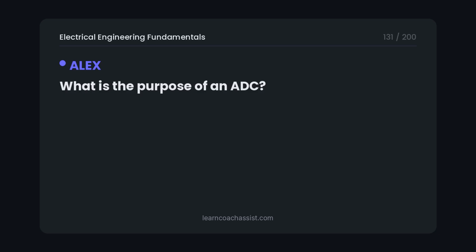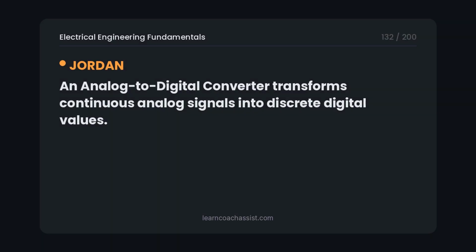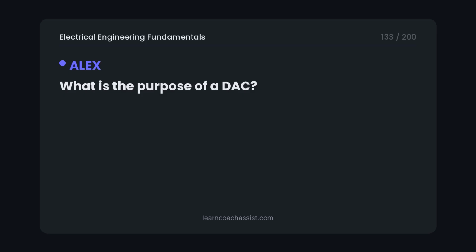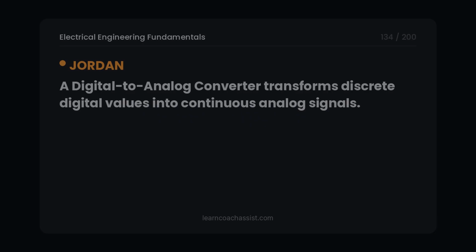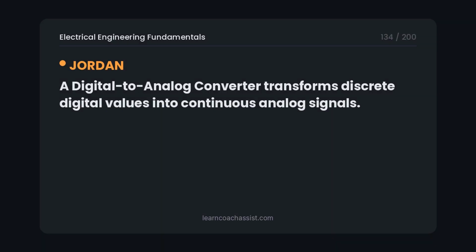What is the purpose of an ADC? An analog-to-digital converter transforms continuous analog signals into discrete digital values. What is the purpose of a DAC? A digital-to-analog converter transforms discrete digital values into continuous analog signals.